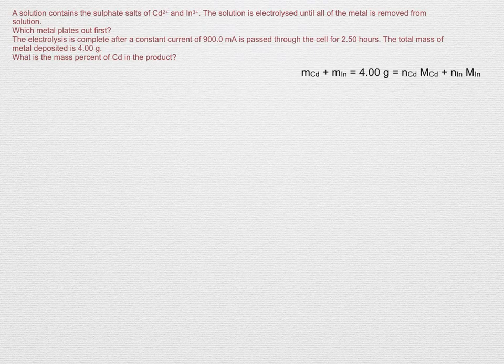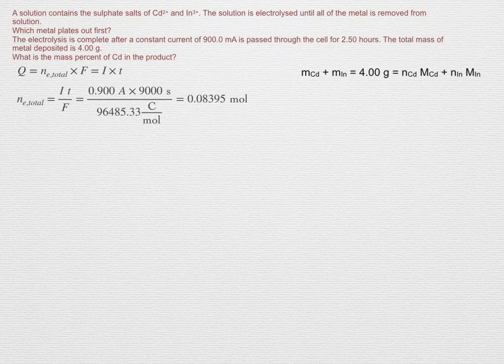The other relationship is that of the electrical measurement, the current operating for 2.5 hours. The charge is both the current times the time in seconds, and it is also the number of electrons in moles times the Faraday constant. Convert 2.5 hours into seconds, you'll find it is 9,000 seconds. Convert the milliamps into amps, it's 0.9 amps. The total amount of electrons that have been transferred is 0.08395 moles.